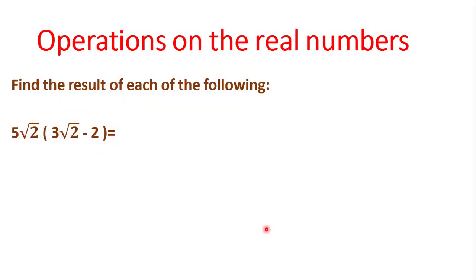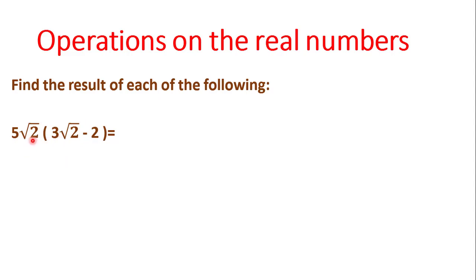Let's take this exercise. Find the result of each of the following. We will use the distributive property. So we have 5 root 2 times 3 root 2 minus 2. So I can multiply 5 root 2 times 3 root 2, minus, then I multiply 5 root 2 times 2. So let's begin.